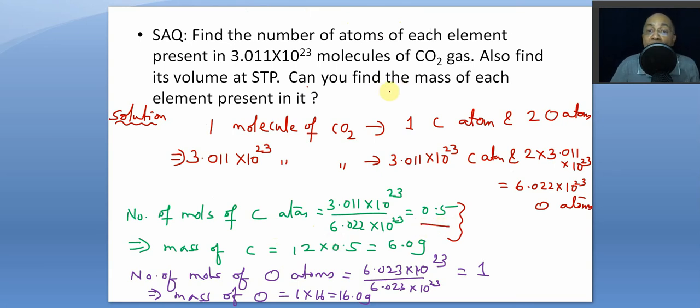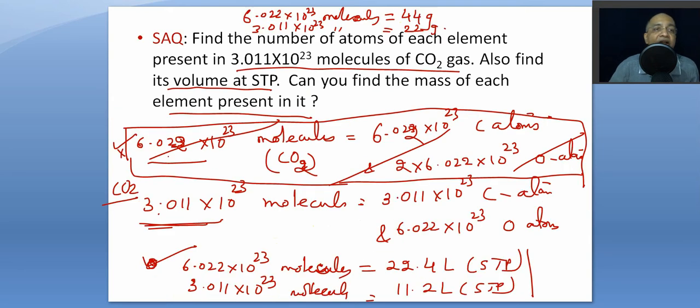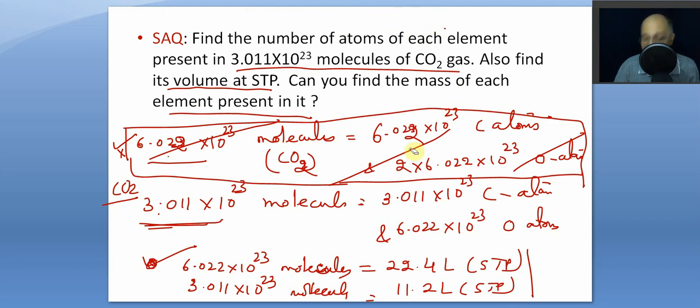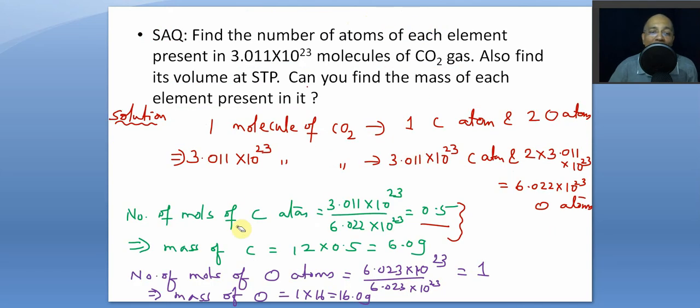And I'm sorry, the question asks for the mass of each element. For that you have to find the number of moles. It is not asking the mass of the gas. It is asking the mass of each element. So for that we have to find it either directly from the atoms: 6.022 into 10 to the power 23 atoms is equal to 12 gram. So these many carbon atoms is how many grams?